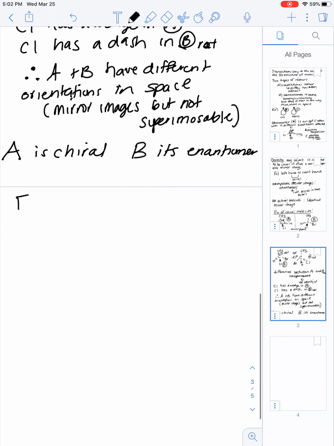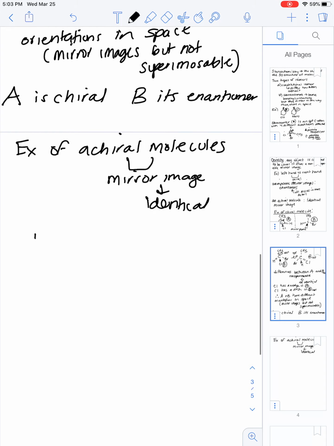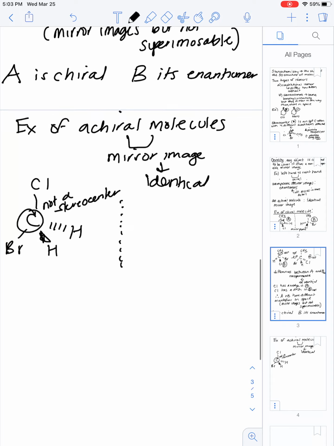Let's look at some examples of achiral molecules. Achiral molecules mean that their mirror image is going to be identical. If we look at this molecule right here, looking at that carbon, we'll notice that this carbon is not a stereocenter, because we don't have 4 different substituents attached to that carbon. Then we look at the mirror image of this molecule here.